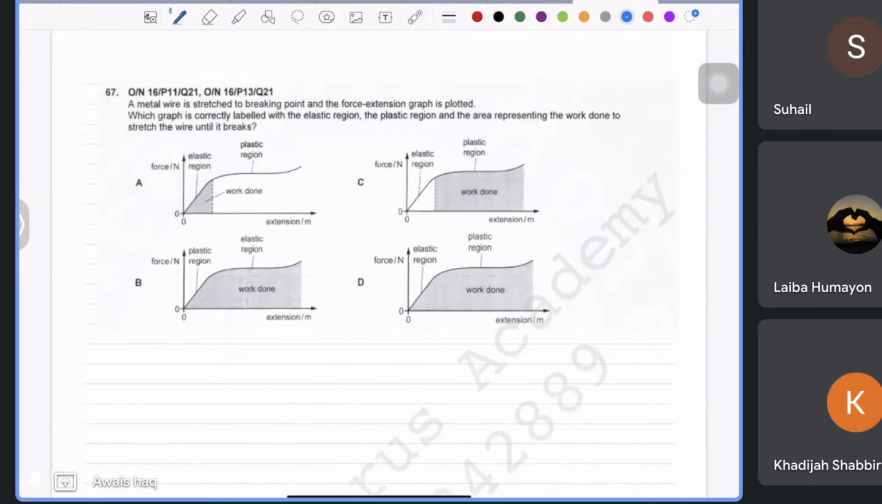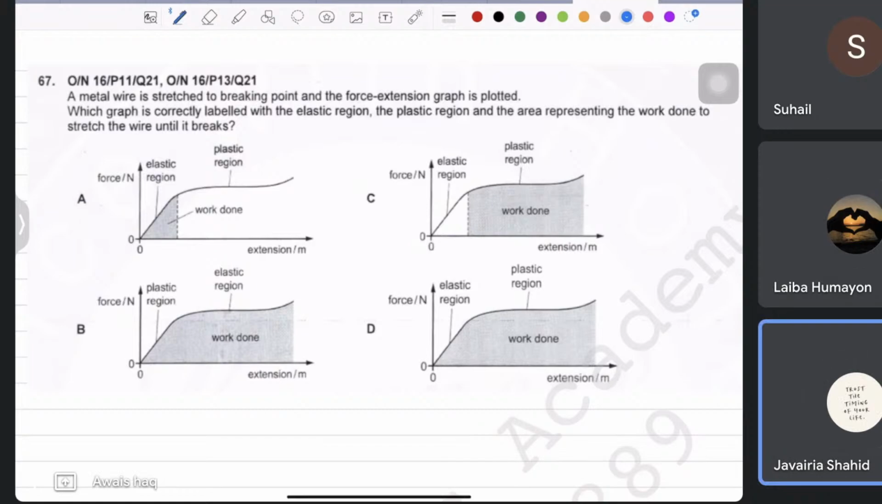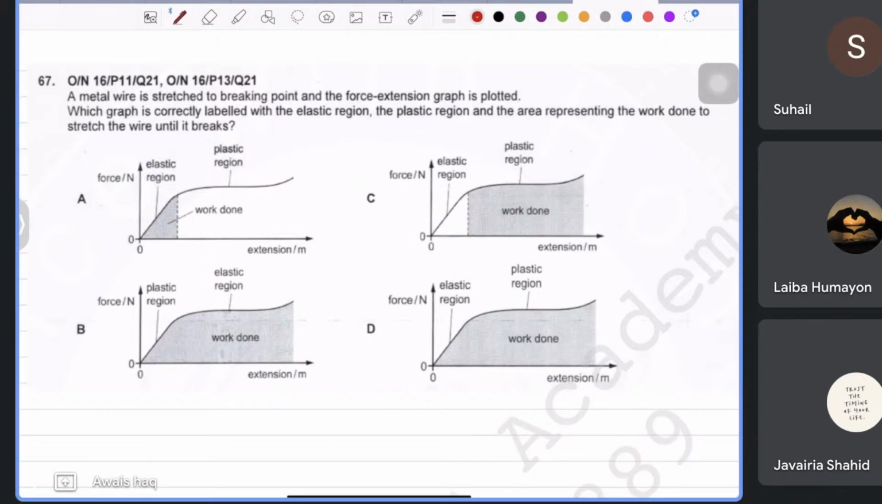So in this question, it says a metal wire is stretched to breaking point and the force extension graph is plotted. Which graph is correctly labeled with the elastic region, the plastic region, and the area representing work done to stretch until it breaks? Can you guys guess it, please? Is it D? It is D. Very good. It is D because this region is still within the elastic limit, so it has to be elastic. That is correct. And the rest of it goes beyond that elastic region.